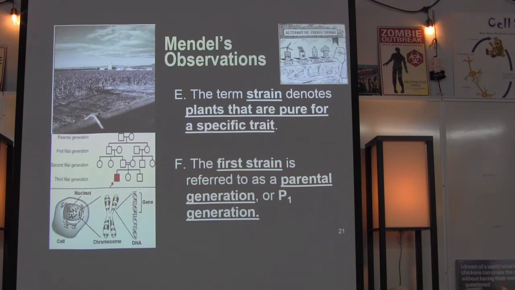And once again, showing where all this stuff comes from. You've got the nucleus. Inside the nucleus are chromosomes. Take out a little bit of that, and there's the DNA. And a segment of DNA is the definition of what a gene is. And genes code for specific traits.